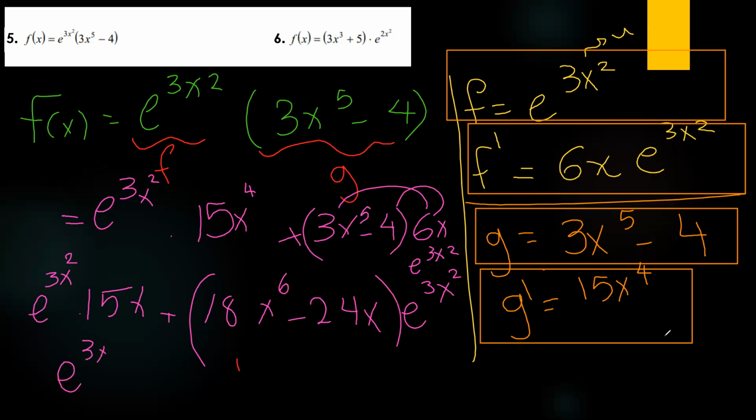Let's take e to the power 3x squared as a common factor. So we have it as 15x to the power 4 plus 18x to the power 6 minus 24x. We can simplify then here. 15x minus 24x, so 15 minus 24 is 9, so minus 9x. So this will be the final answer here. It is e to the power 3x squared times 18x to the power 6 minus 9x.